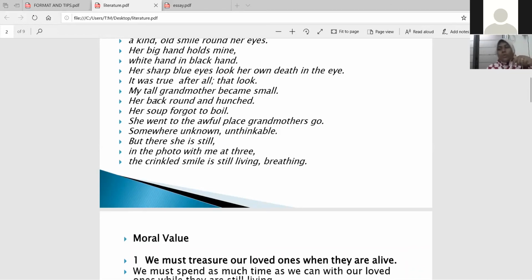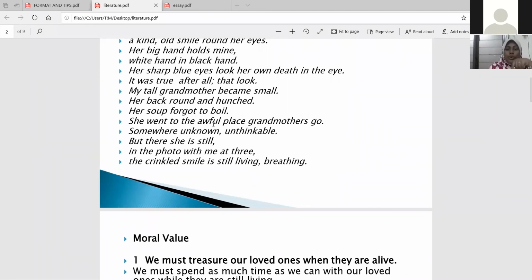Because when old people grow old, they hunch, mereka membongkok. Bila bongkok, mereka nampak lebih kecil. Her back is round and hunched. Hunch meaning that she became even smaller. Right, her soup forgot to boil.